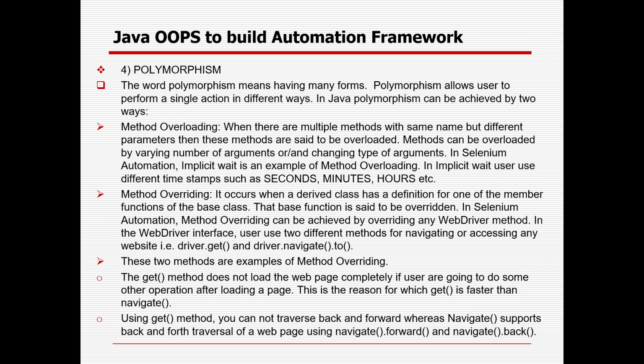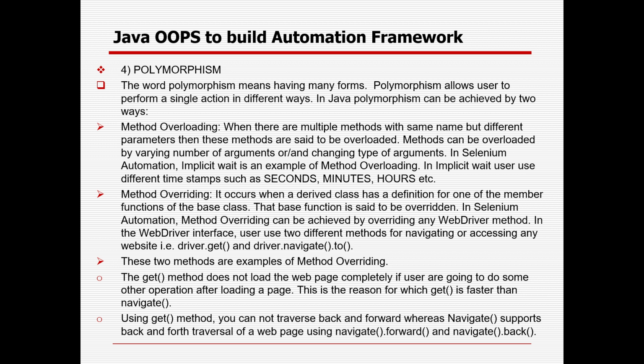Polymorphism is nothing but many forms of a particular thing. So there are two parts: method overloading and method overriding. Method overloading is nothing but the same method you can use n number of times with a different signature, like driver.findElement by id, class name, xpath, all this stuff, or maybe explicit and implicit timeout by second, minute, hour, all this stuff.